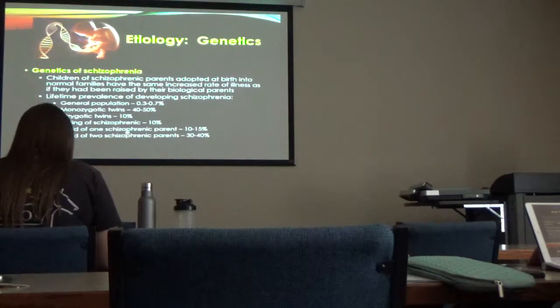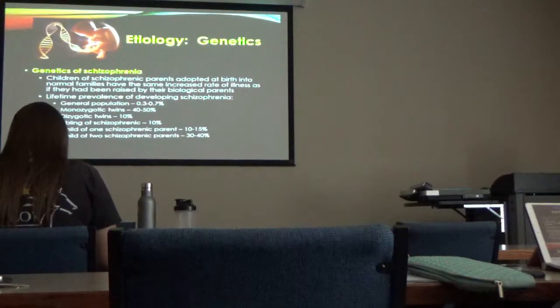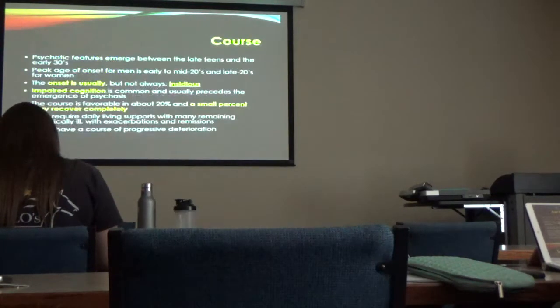If you look at dizygotic twins, two different eggs, it's only 10%. Sibling of a schizophrenic, a 10% chance. A child of one schizophrenic parent, 10 to 15% prevalence. A child of two schizophrenic parents, 30 to 40% incidence. So there's something genetically being passed along, but it's not 100%. It's not foolproof. I always like to look at those monozygotic twins and wonder why does that not happen. That pretty much tells you right there it's not just genetic material, because if they're supposed to be the same genetic makeup, why is it not showing up in everybody? I don't know. It's one of those things you go, I don't know why.